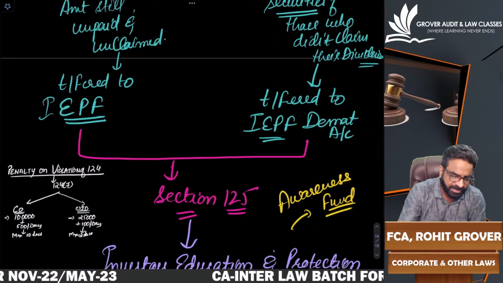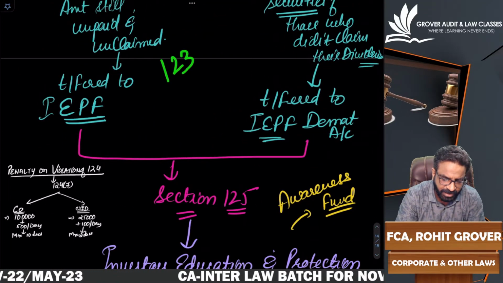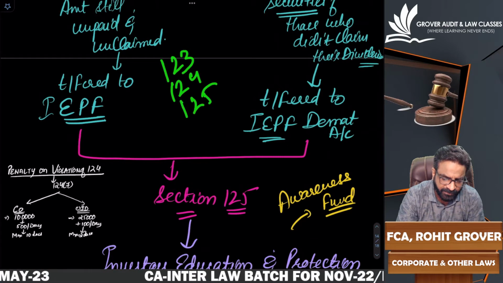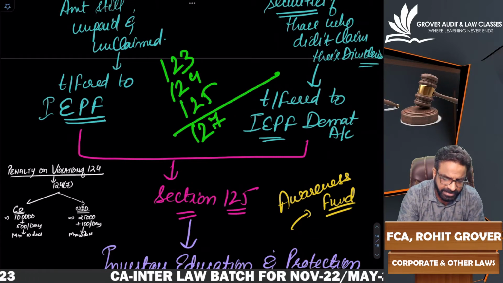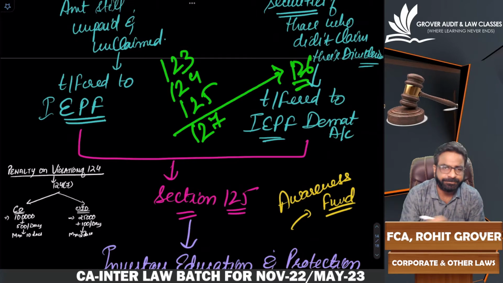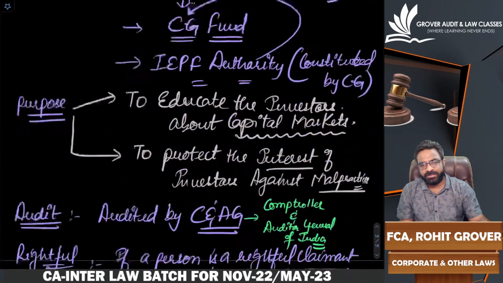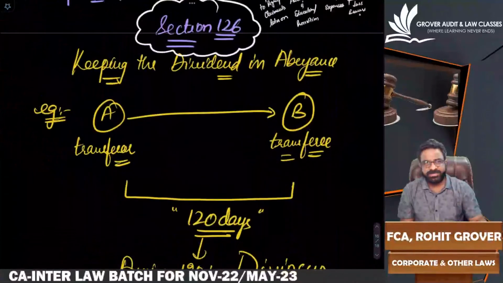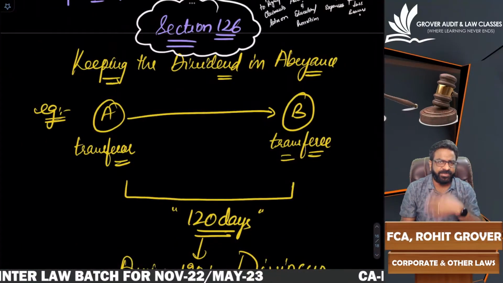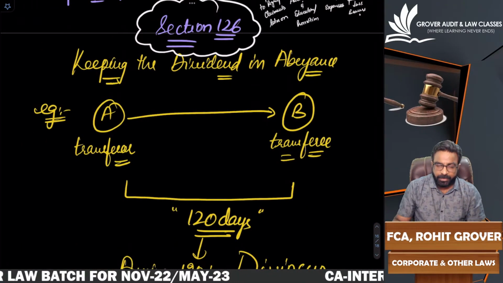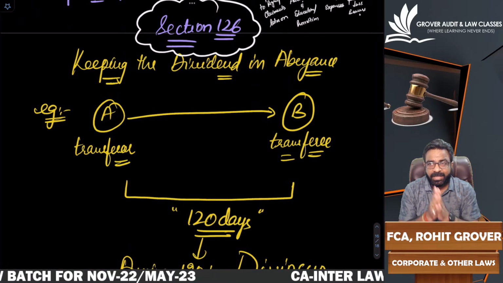So tell me what are the sections we are done with? 123, 124, 125, 127. There is one section left that is called 126. Shall we do it, everyone? 126. Now, what is the last section we are left with? Keeping the dividend in abeyance, everyone.